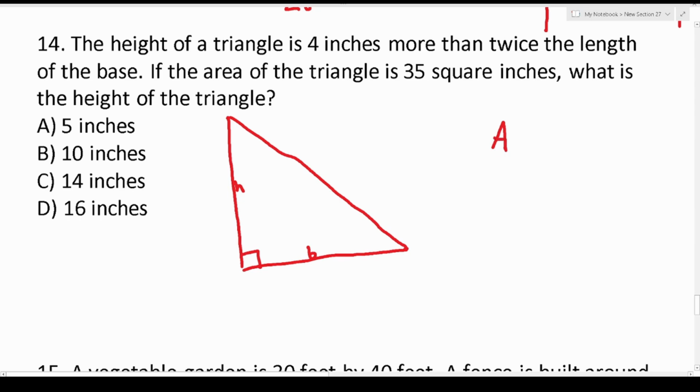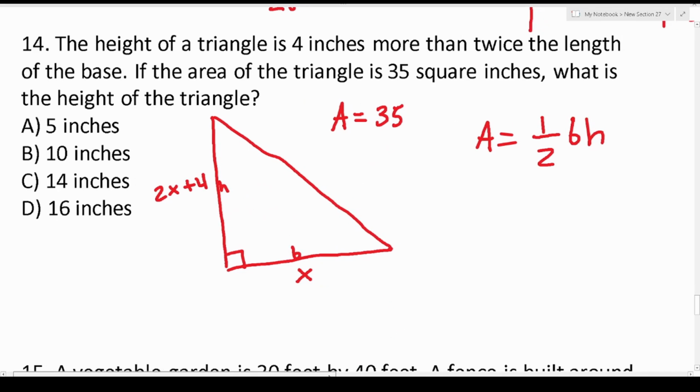We know the area of a triangle is 1/2 base times height. Okay? According to the problem, the height of the triangle is 4 inches more than twice the length of the base. So if I call the base x, that means the height is 4 inches more than twice the length of the base. So that would be 2x plus 4. Okay? And what's more, we know the area of this triangle is 35 square inches, and we want to figure out what the height is.